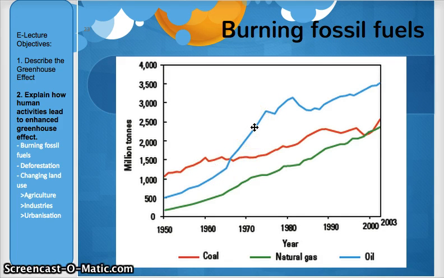Now burning of fossil fuels has increased over the past 50, 60 years. And as it increases, more greenhouse gases, more carbon dioxide is released into the atmosphere. And this causes an intensification of the greenhouse effect.